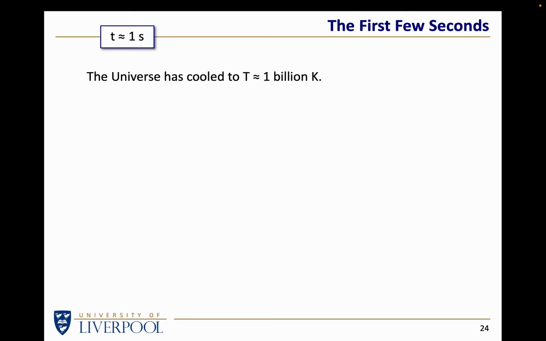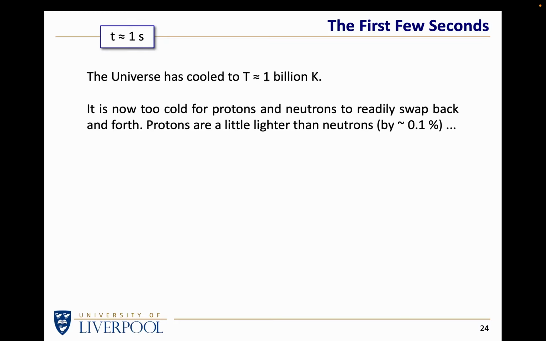After about a second or so, the universe has cooled down to the point where it's only about 1 billion Kelvin. Sounds quite hot. Okay, yeah, there are not many stars that are that hot, even at their core, but the universe has cooled to about 1 billion Kelvin. And at this point, the universe is too cold for protons and neutrons to readily go backwards and forwards. In other words, to readily swap back and forth. In principle, it's possible, but it's getting more and more difficult because there's less and less energy available for them to do that.